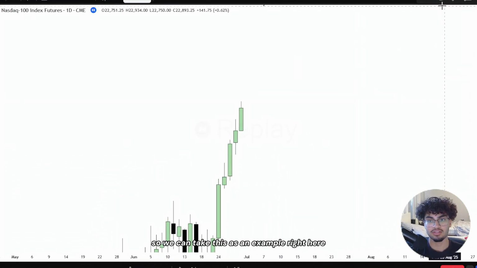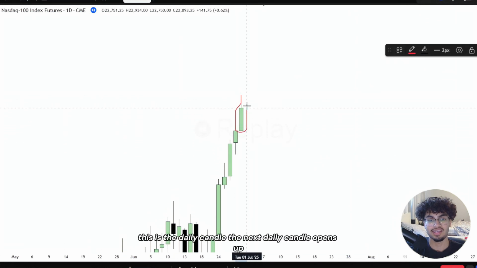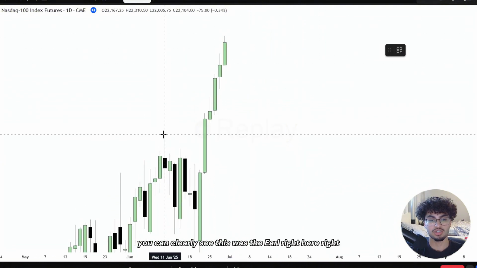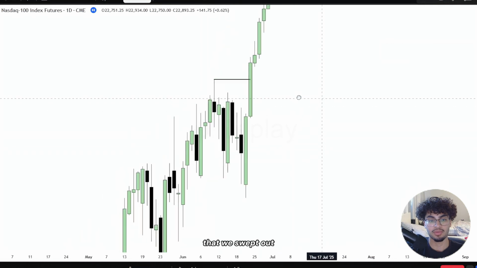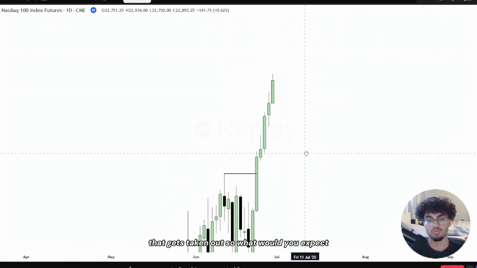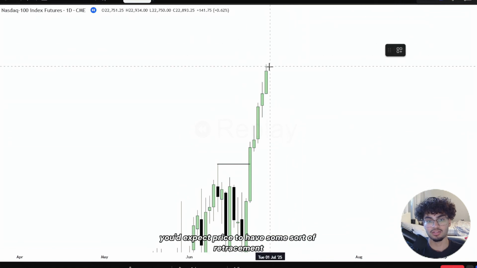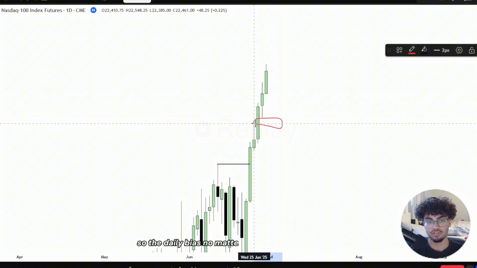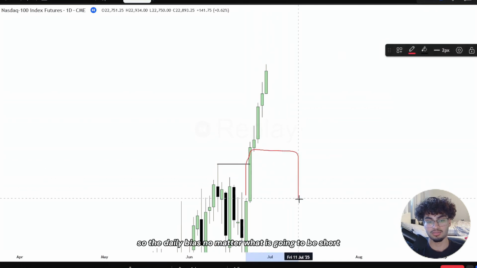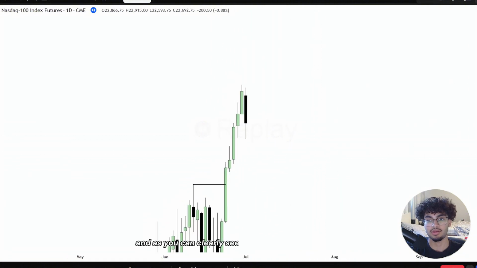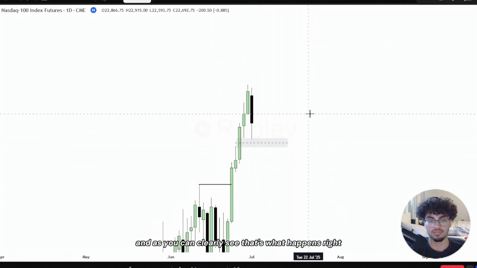So we can take this as an example right here. This is the daily candle. The next daily candle opens up. So what do we do? You can clearly see this was the ERL right here that we swept out. This is the daily external range of liquidity that gets taken out. So what would you expect? You'd expect price to have some sort of retracement, possibly down into here or here. So the daily bias, no matter what, is going to be short. And as you can clearly see, it probably will be a tap into this gap. And as you can clearly see, that's what happens, right?